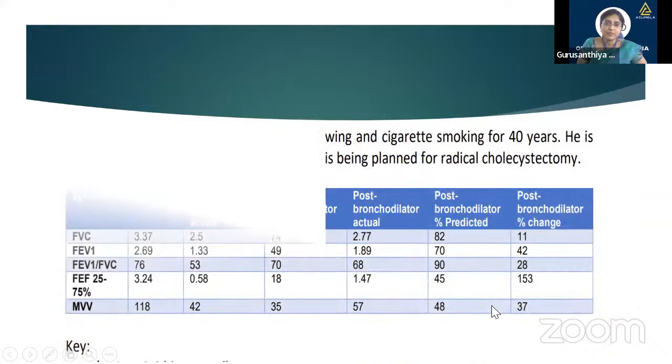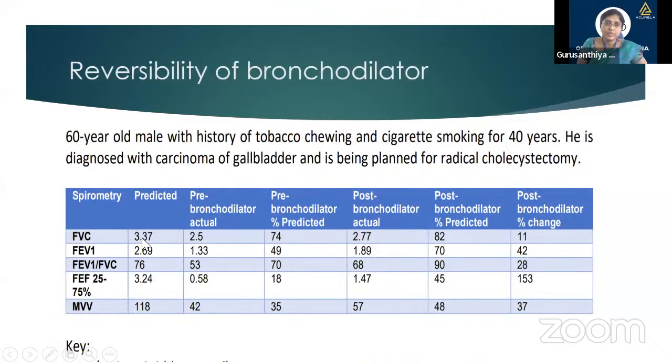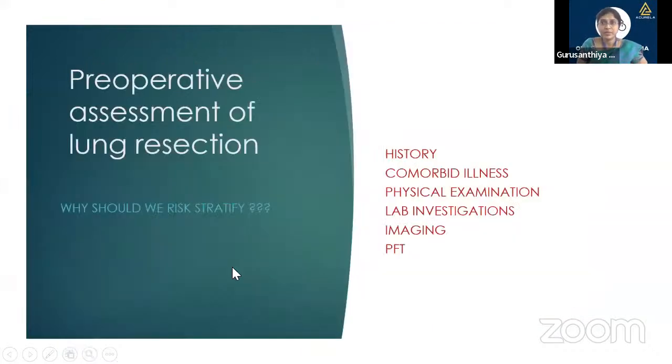And this is an example for a bronchodilator reversibility. See the FEV1 here: pre-bronchodilator it is 74%, and post-bronchodilator is 82%, and the increase is from around 1.33 liters to 1.89 liters. And coming on to the last part of the session, which is the preoperative assessment for lung resection.